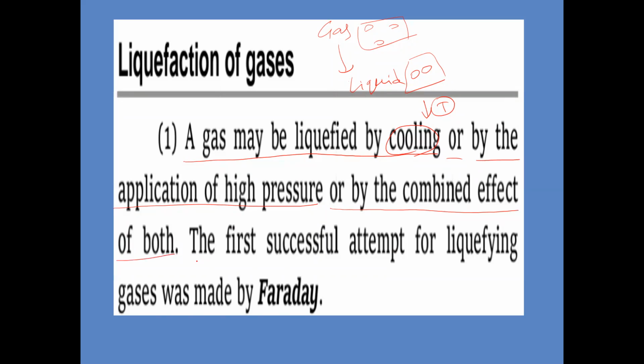The first successful attempt for liquefying gases was made by Faraday. The scientist Faraday first liquefied gas. The gases were converted into liquids for the first time by Faraday. We first have to cool the gas, and after reaching a particular temperature, we apply pressure and convert it into liquid.